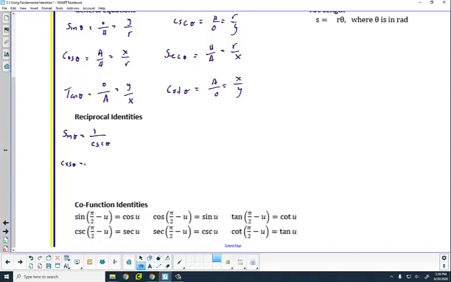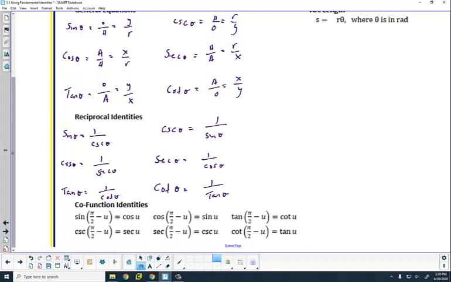Cosine theta is 1 over secant. And tangent theta is 1 over cotangent. Cosecant theta is 1 over sine. Secant theta is 1 over cosine, and cotangent theta is 1 over tangent. We will give you the cofunctions.